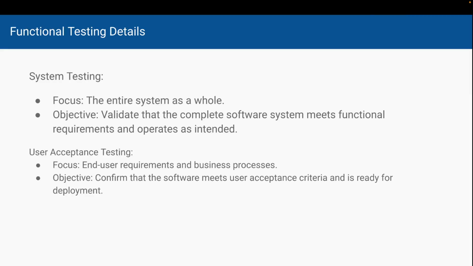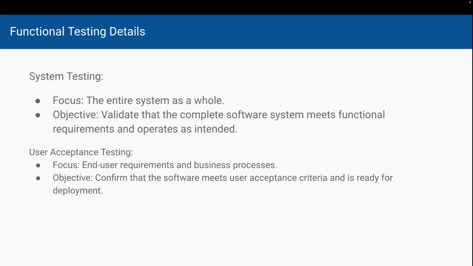Third one is system testing. It focuses on the entire system as a whole. The objective of system testing is to validate that the complete software system meets functional requirements and operates as intended. Or we can say system testing is to check the complete application end to end.